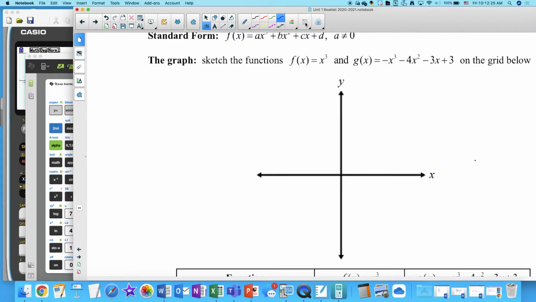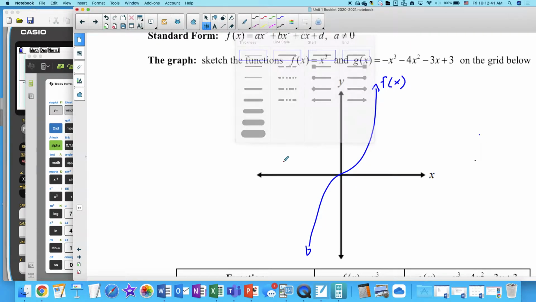So here's the first one. Y equals f of x. And then the second one looks like this.